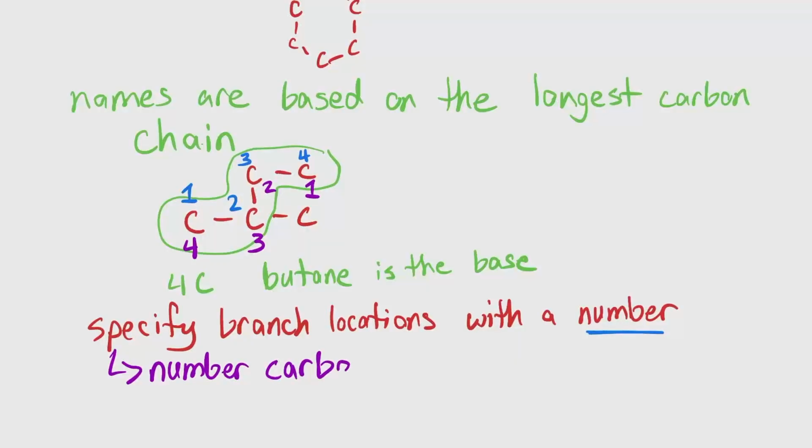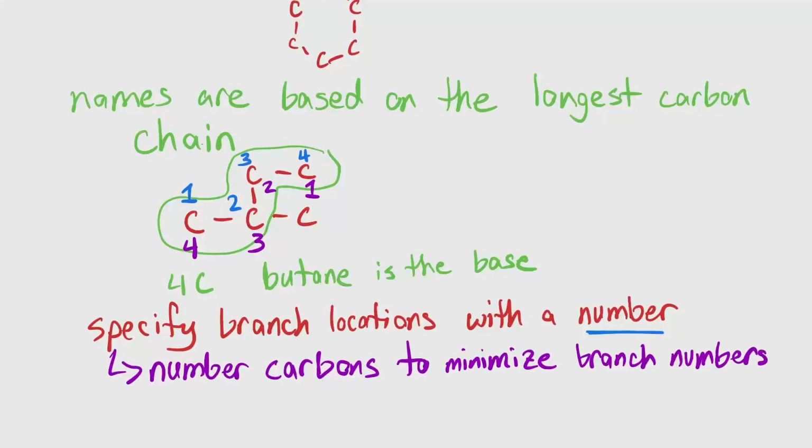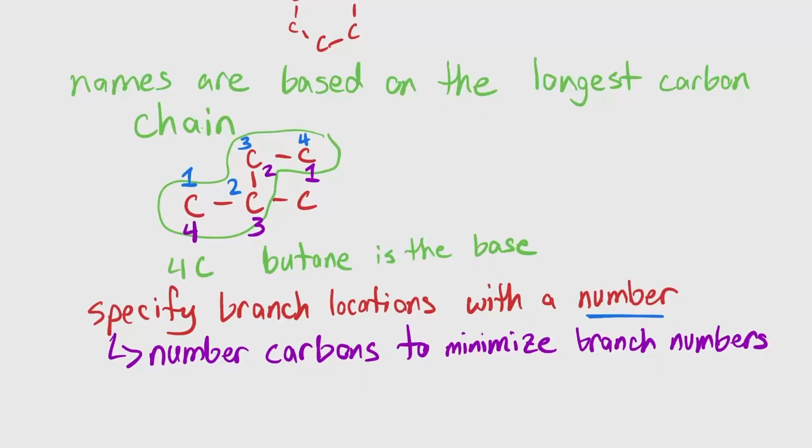So number the carbons to minimize the branch numbers. We want them to be as low as possible. When we're just talking about branched alkanes, alkenes, alkynes, might actually just be alkanes, the rules are simple. The rules get more confusing when we add functional groups in, or more complicated.